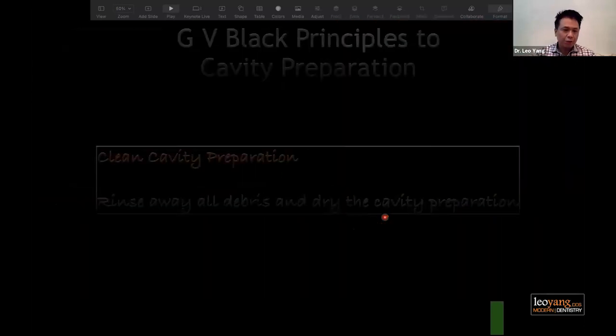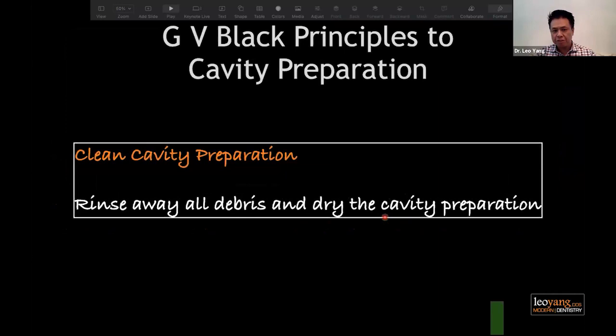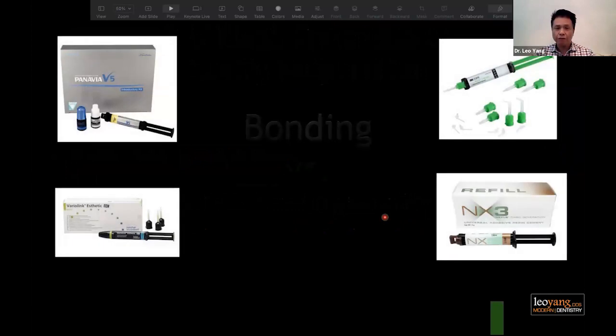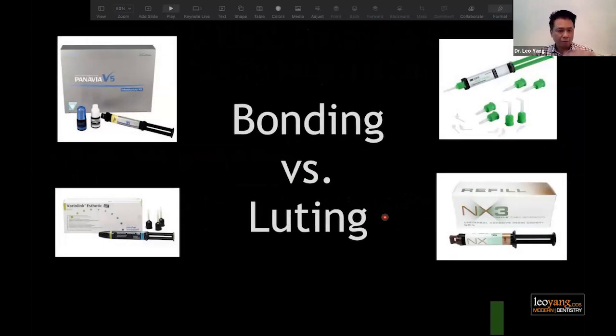The thing after that will be to clean up the cavity preparation, rinse away all the debris, and dry the cavity preparation so that you'll be ready for scanning. I'm just suspecting that a lot of you may be doing digital dentistry, such as digital scanning. If not, then it will be a clean preparation for your impressions.